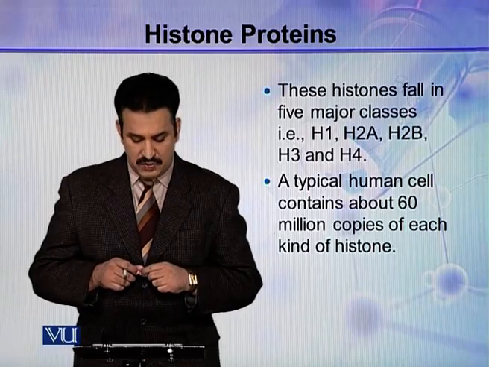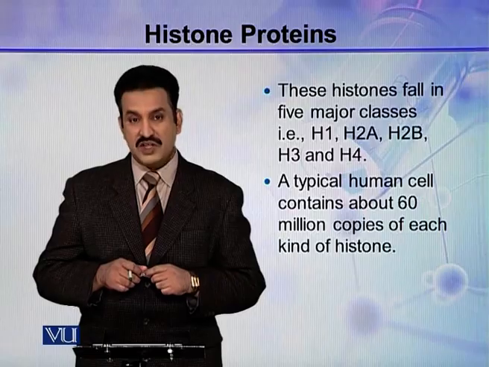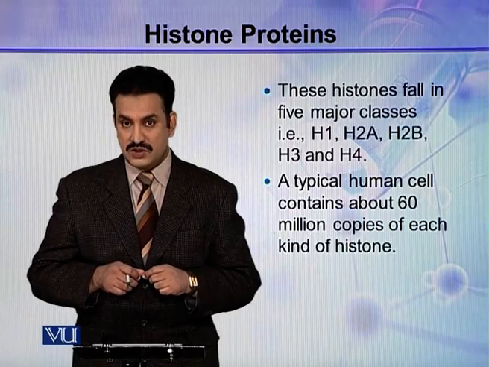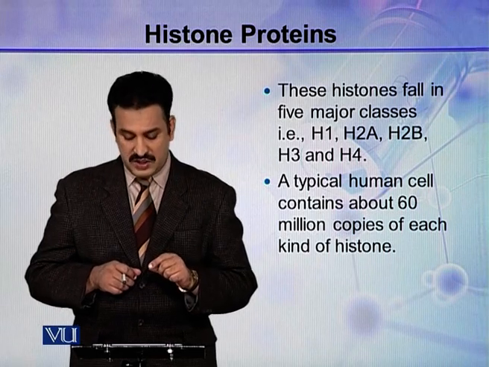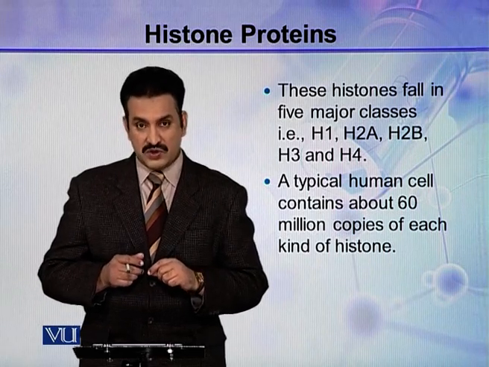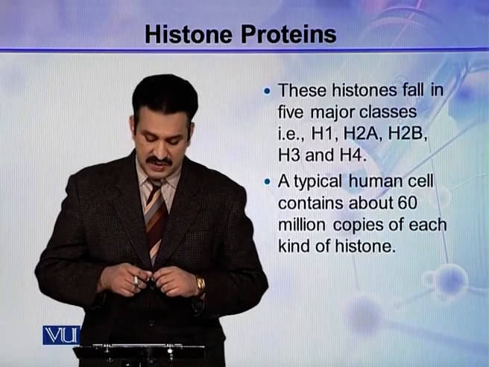A typical human cell contains about 60 million copies of each kind of histone. So 60 million copies of each histone, H2A, H2B, H3, H4, H1, all these are present in a typical human cell.